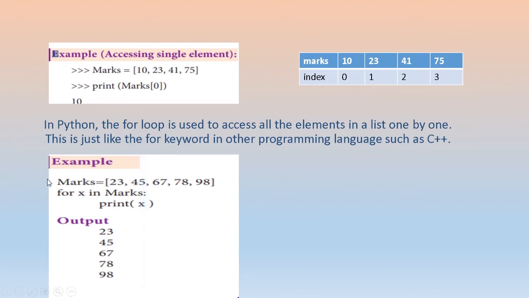For example, say I have a list marks is equal to 23, 40. So how many elements are there? 5 elements I have initialized for the list marks. I want to print all the 5 values. Then I am using the for loop. For x in range. Usually we'll be writing range. Instead of range, you mention the list. So I am writing marks. Then print of x means each element from the list will be assigned to x and that will be printed. So you'll be getting the output as 23, 45, 67, 78, 98. If you want to access all the elements, use the for loop, or we can also use the while loop.